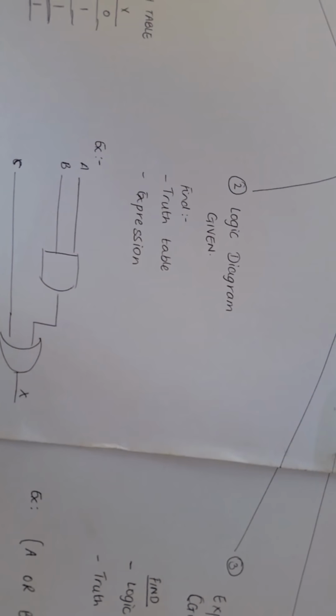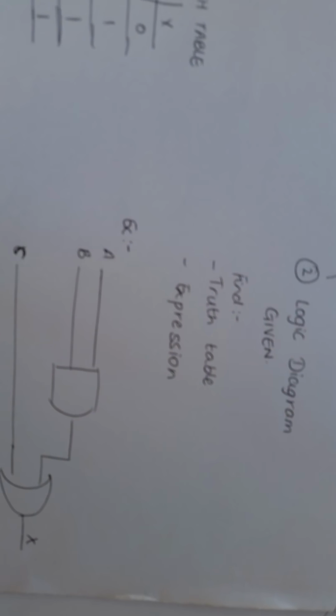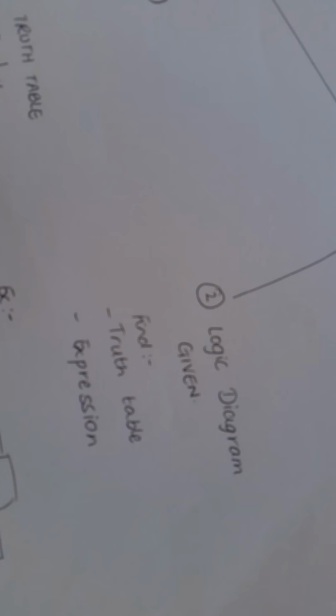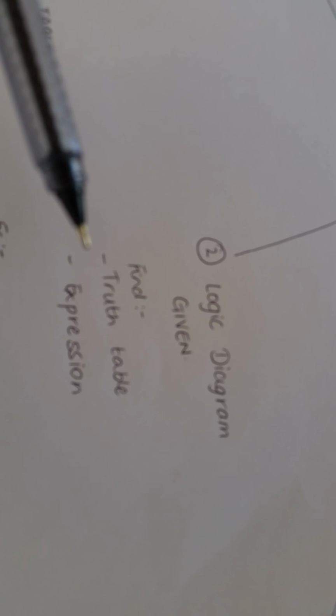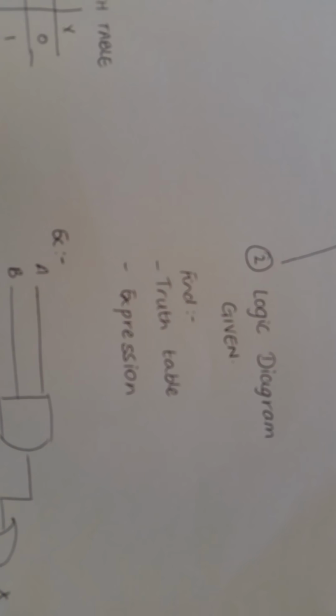Deuxième, c'est qu'on fait the logic diagram. Because the logic diagram will be given, and you will have to find the truth table and the expression. For example, c'est un logic diagram comme, and you will have to find the truth table and the expression.